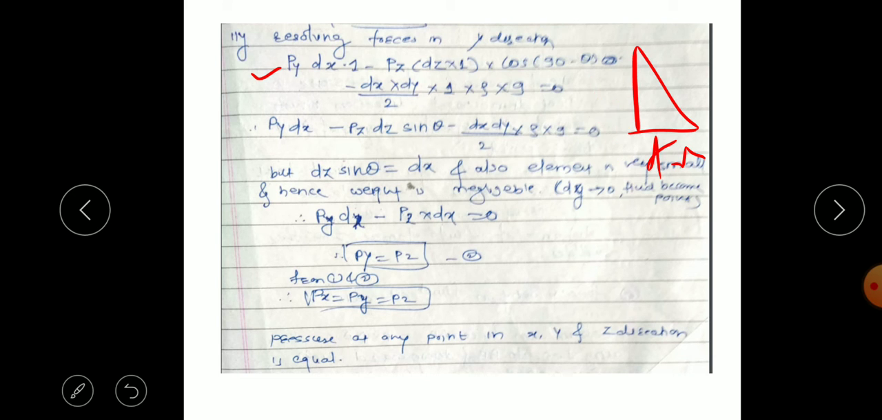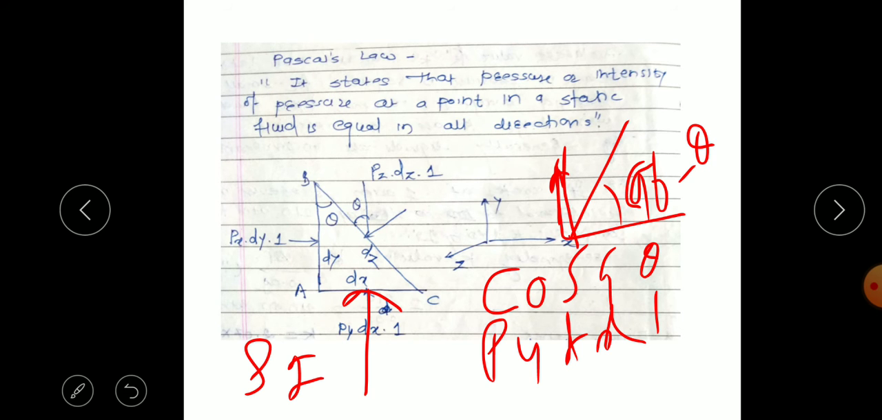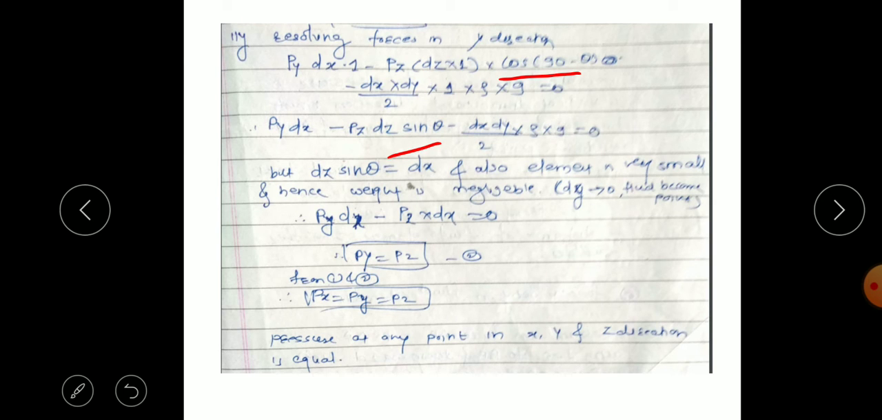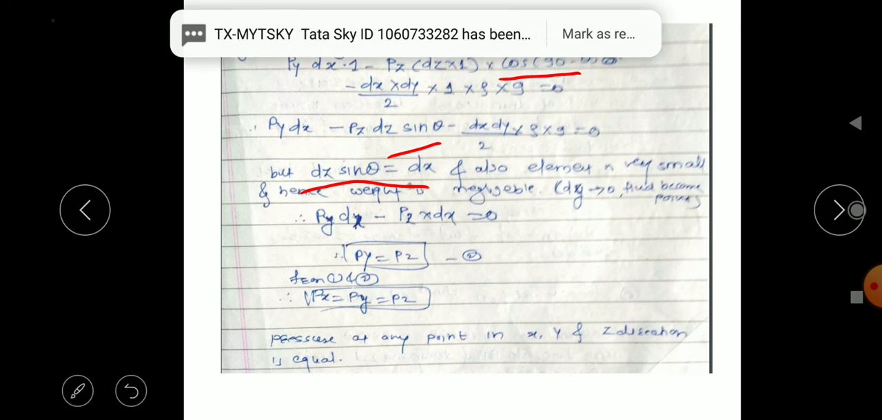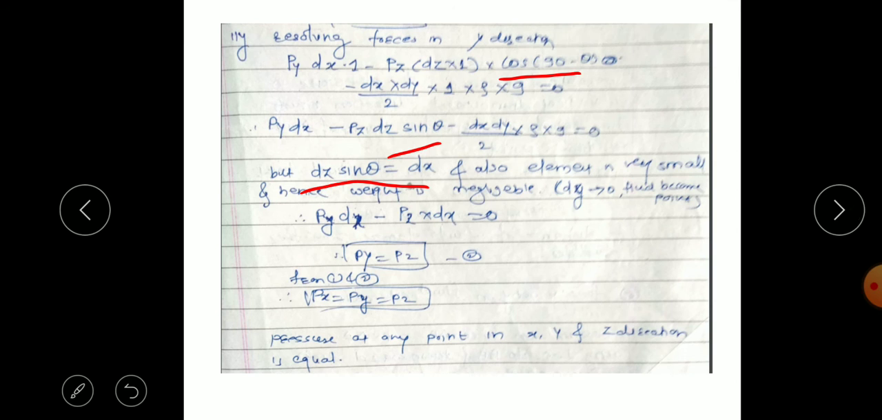So now next, cos 90 minus theta will be sine theta. But again, dz sine theta we can see as dx in this direction. Sine theta is dx upon dz. So dz sine theta we can write as dx. So we get, and neglecting the weight of the fluid element, as we are considering a very small particle, this term will be 0. So we get py is equal to pz.